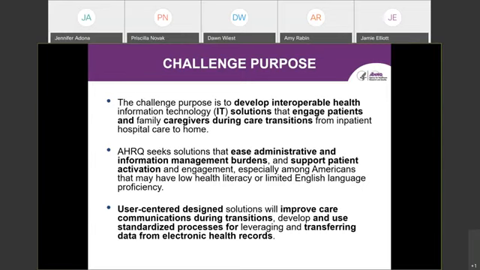The solutions proposed and developed should aim to reduce administrative burden and information management burdens, and they should support patient engagement and activation. Lastly, the solutions should be developed using user-centered design to improve care communications during transitions. And they should demonstrate interoperability features in and with electronic health records. These are all the things that we will go into more deeply in this challenge.